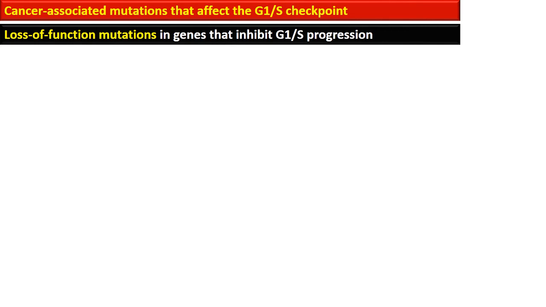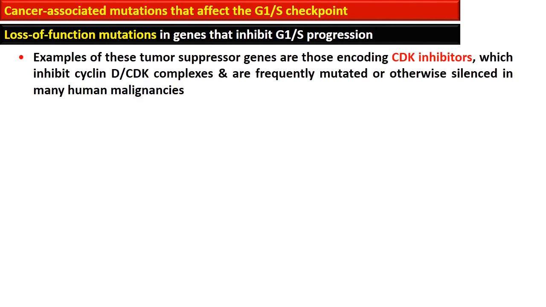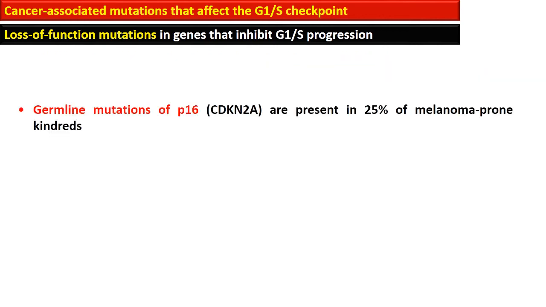The other group of tumor associated mutations that affect the G1 by S checkpoint is the loss of function mutation in genes that inhibit G1 by S progression. These are CDK inhibitors, which inhibit cyclin D CDK complexes and are therefore mutated or otherwise silenced in many human malignancies.